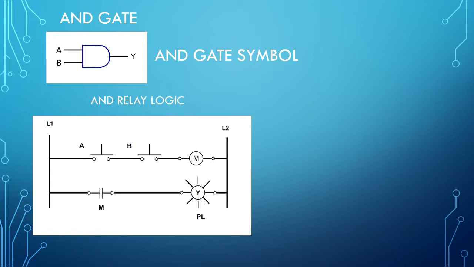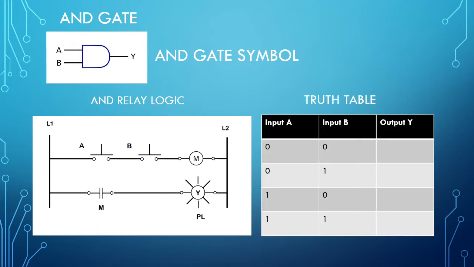This is the ladder logic for an AND gate. And if you're familiar with ladder logic, you'll clearly see that I have to press buttons both A and B to energize coil M, which will close contacts M and light the pilot light Y, or the yellow pilot light.